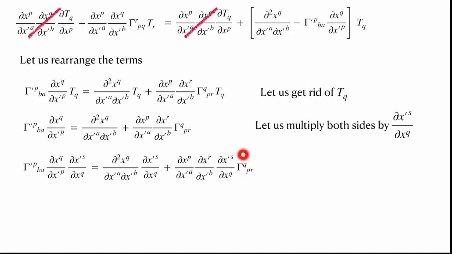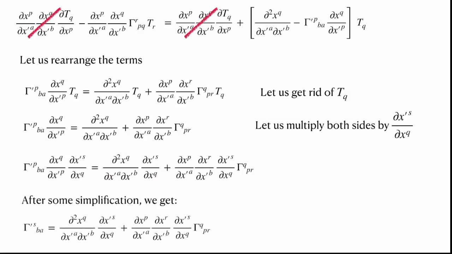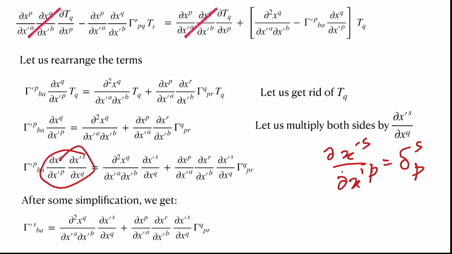In this case, we see that some of the indices have to be rearranged. There is no need to do anything very serious, and then we are left with this term. Now, after some simplification, you see that one is a chain rule that results in a term like dx prime s by dx prime p, which is basically delta s by p, and that would simply change your p index to s index. That is all this term does. So that is a trick which we have used, and then we are left with this term.